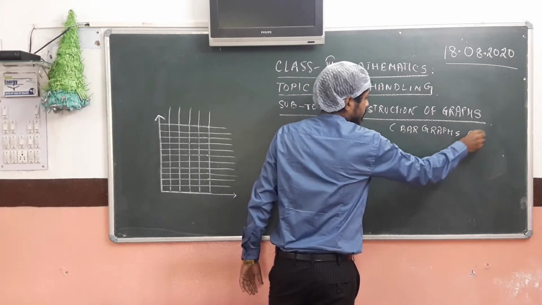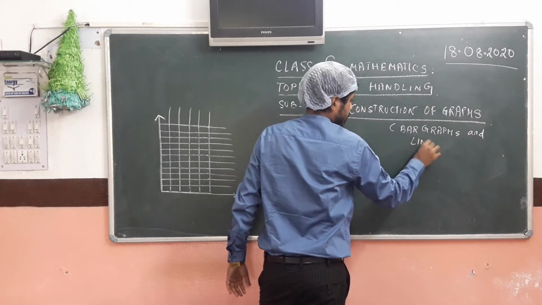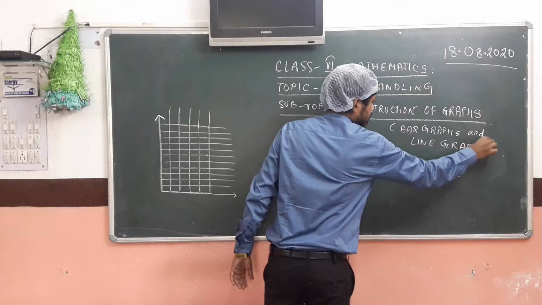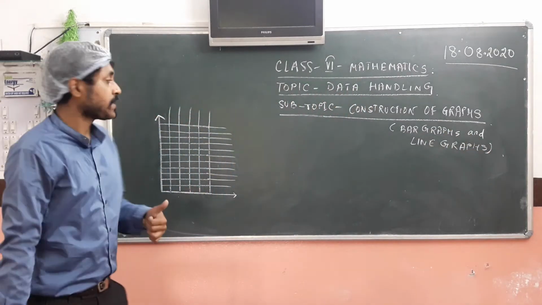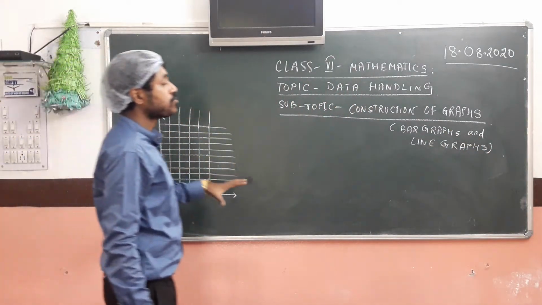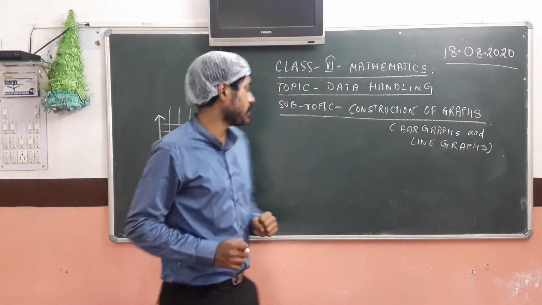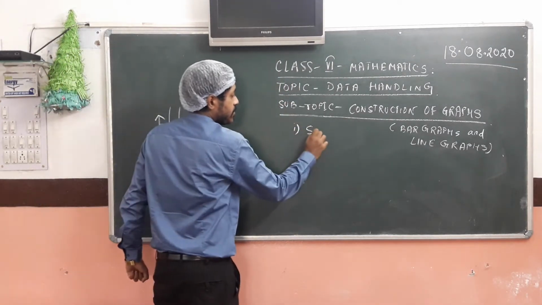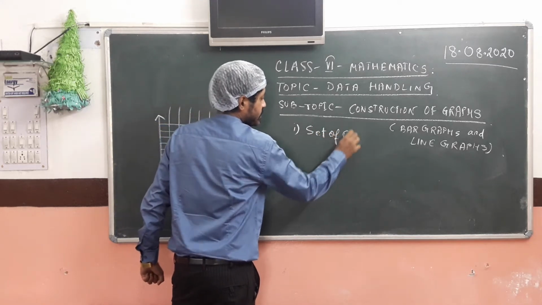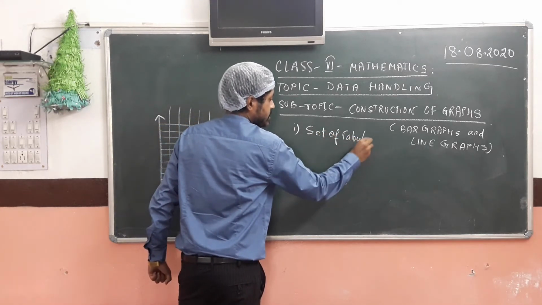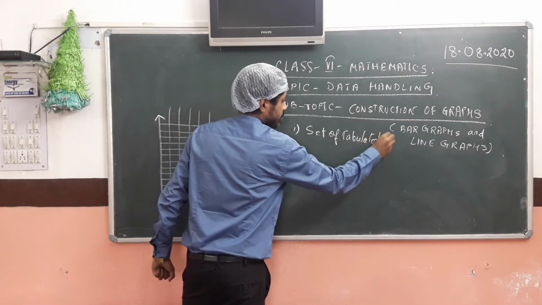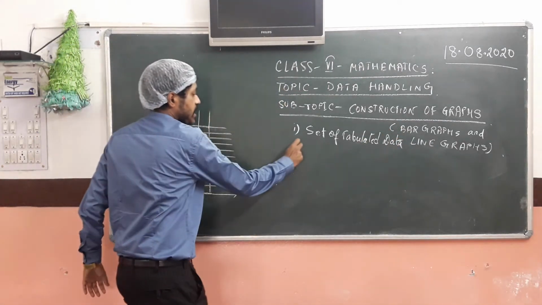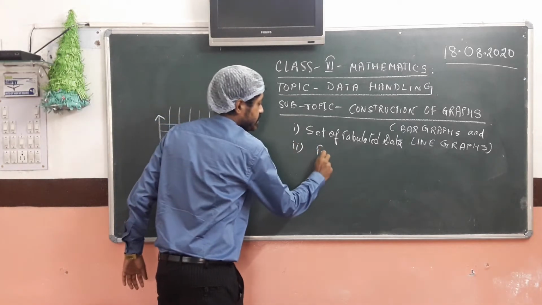and line graphs. What is the main thing that is troubling you here? Number one should be scale, and number two, how to draw or how to construct the graphs individually. Today we shall learn that. If you remember, what is the first thing that we need? We need a set of tabulated data.